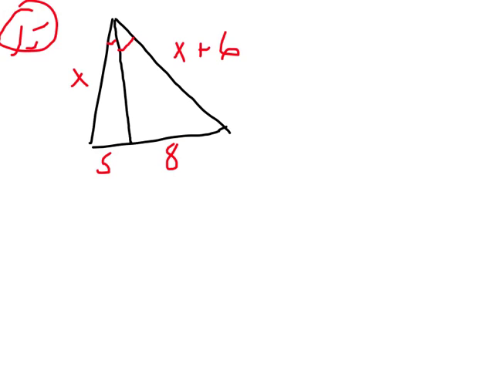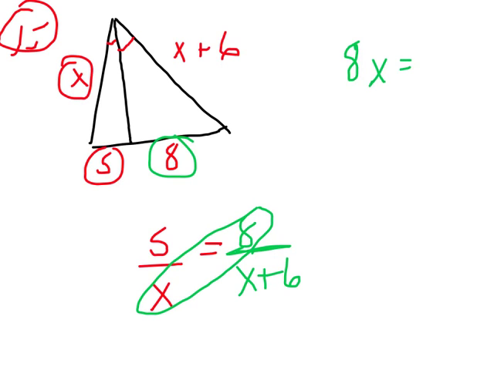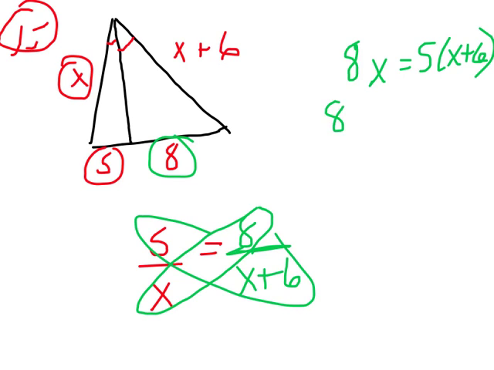And the way this goes is that this 5 here is going to be proportional to the x on the side with it, as this 8 here would be proportional to its side, x plus 6. There are other ways you could set that up, but basically you'll know if you set it up right if when you cross multiply you get 8x one way and then 5 times x plus 6 the other way. So that's going to be 8x is equal to 5x plus 30.